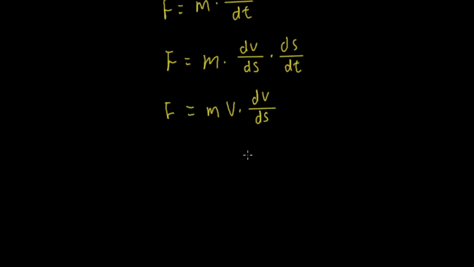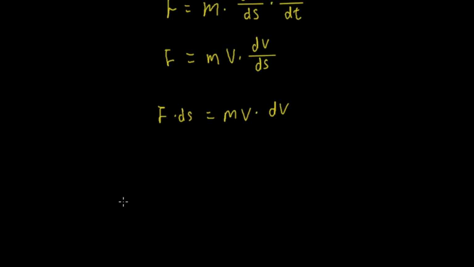Now, we should multiply both sides by ds. We have force times ds equals mass times velocity times dv. Now again, we have ds on this side and dv on this side, so we should integrate both sides. Okay, so let's do the integral, equals integral of mv dv.